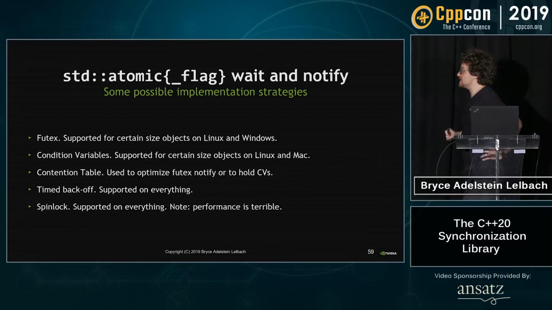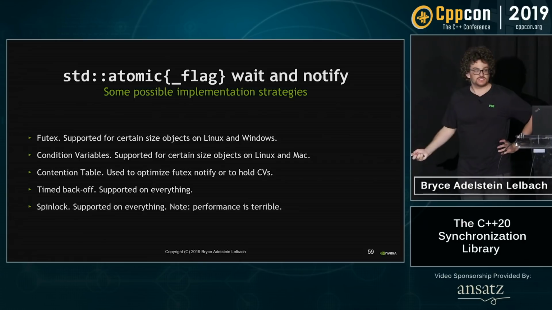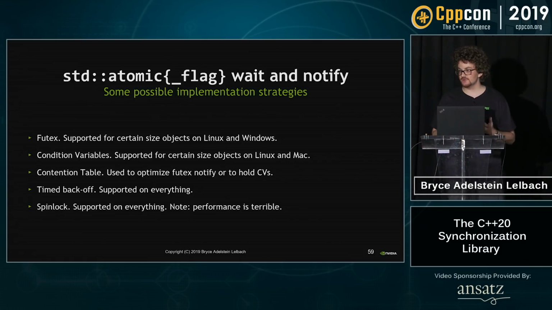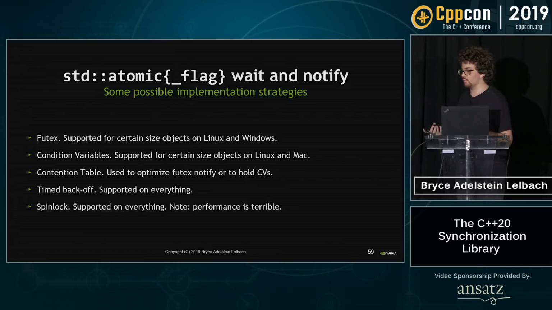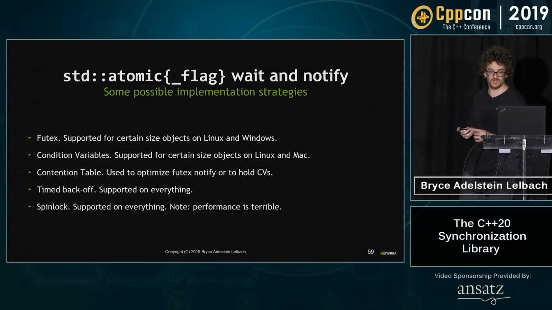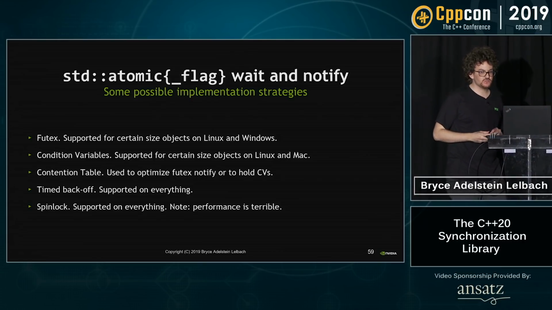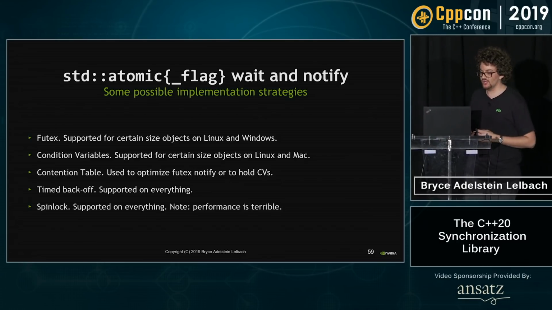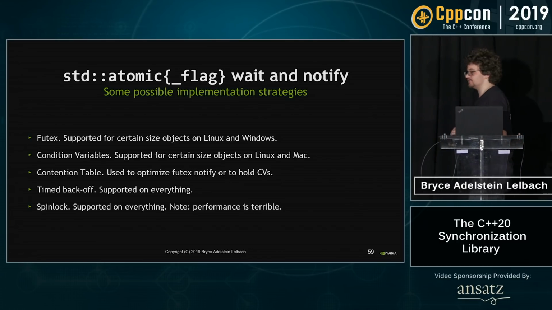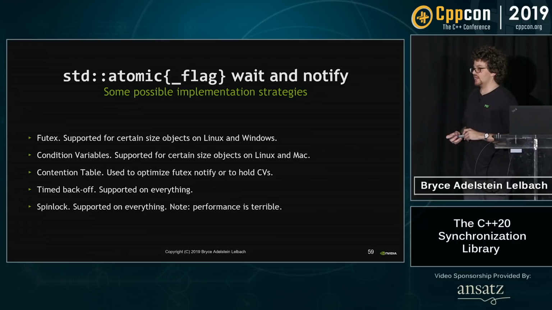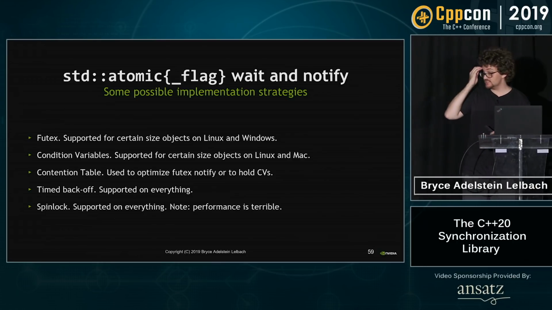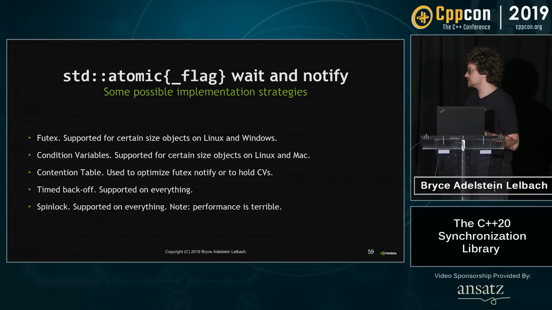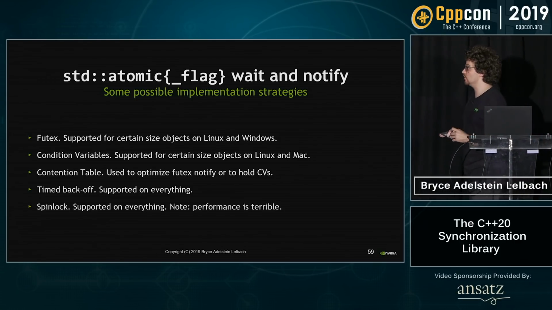And so there's a couple different ways that this might be implemented on your platform. You might implement it with a mutex, an operating system mutex. This will work for certain size objects on Linux and Windows. You might use condition variables, OS condition variables. This will work for certain size objects on Linux and Mac. Now, using mutexes or condition variables actually isn't that efficient if you just use them naively, because as mentioned before, OS primitives like mutexes and condition variables tend to have pretty high overheads.